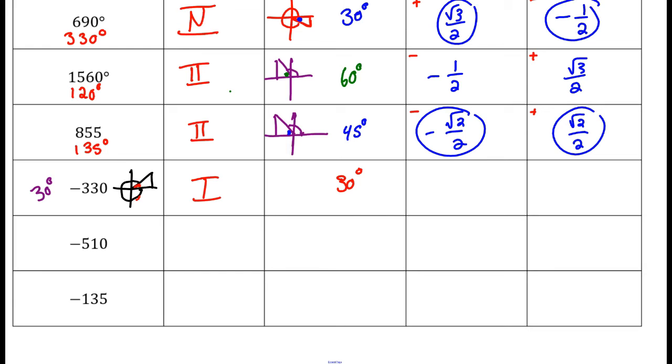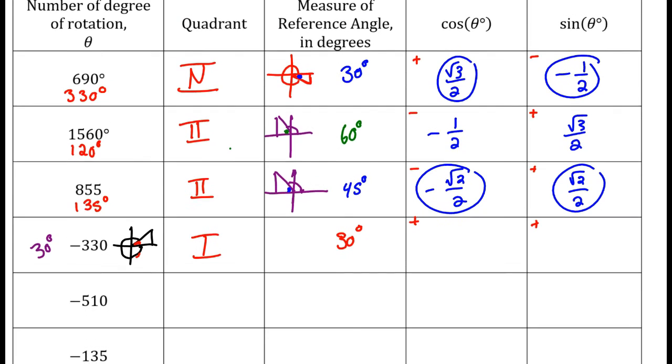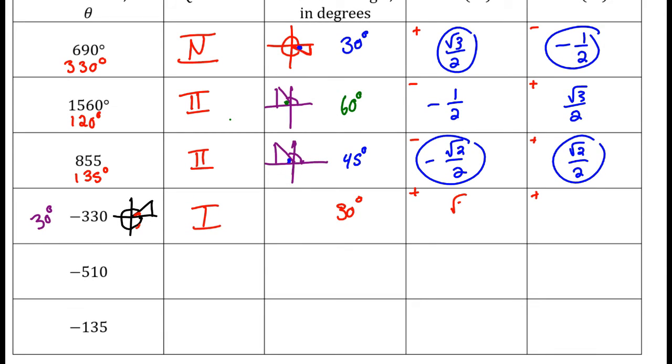Since I'm in quadrant 1, both trig functions are positive. In quadrant 1, my x's are positive and my y's are positive. What is the cosine of 30? That's the first column, right? The cosine of 30 is radical 3 over 2. The sine of 30 is 1/2.